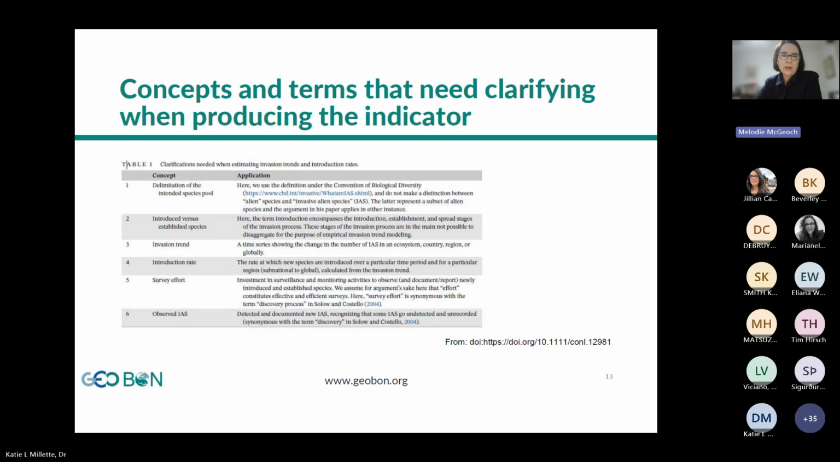And so what I have here, which goes alongside the main publication that I've been referring to all along in these slides, is a table that actually clarifies some of these concepts. For example, the difference between an introduced species versus an established species. So there's no need to get too bogged down about these concepts and definitions. The most important thing is to just be quite clear about what it is precisely you have in your data set. Next slide.